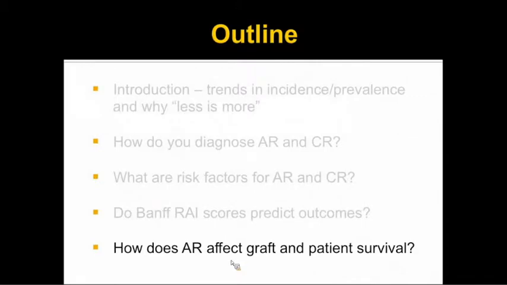So lastly, I'd like to spend time on this important issue of how does acute rejection affect longer-term graft and patient survival. And this goes back to the question I started my talk with, which is, how much should we react? How much should we be worried when this happens?